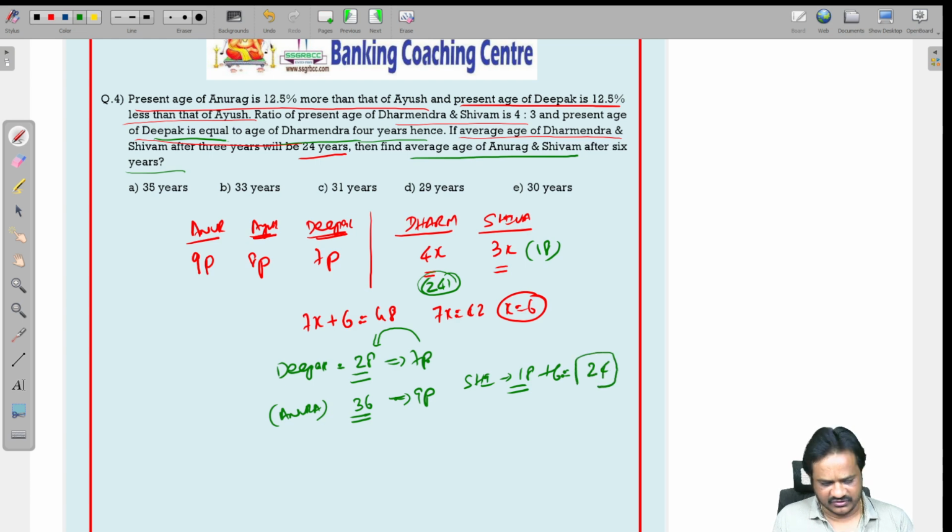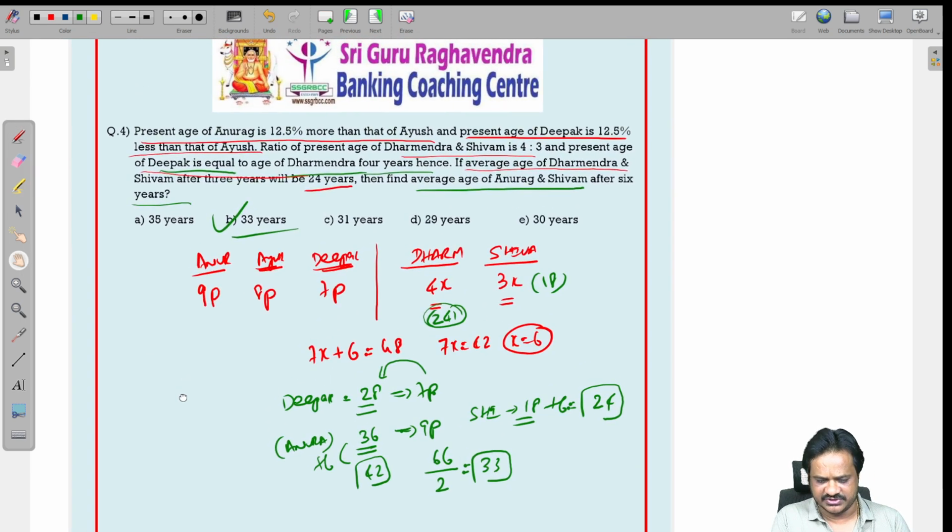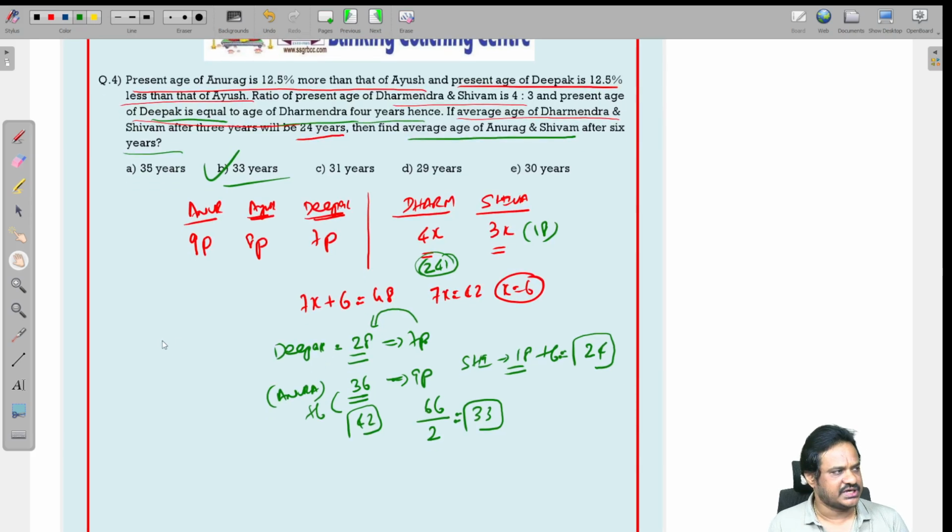18, 24. This one after 6 years it will be 42. After 6, 42. So 42 plus 24, 66. We want average, so divided by 2, your answer is 33 years. 33 is the correct answer. 33 means option 2. 2 is the correct answer.